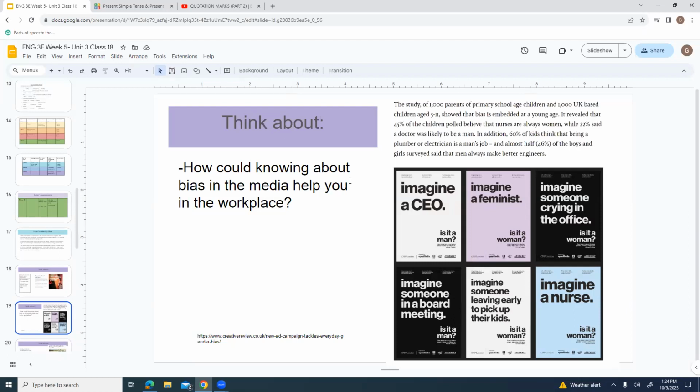In addition, 60% of the kids think that being a plumber or electrician is a man's job, and almost half of the boys and girls surveyed said that men always make better engineers. So a group of companies kind of got together and are trying to challenge this bias.